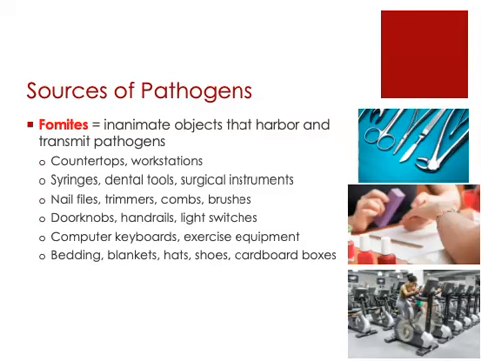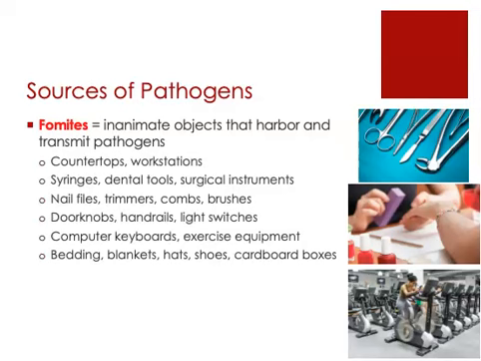Think about how a syringe is used. The needle is placed into one person's body, comes in contact with tissue and blood, and that syringe is now a fomite, because if the person it was injected into was carrying a pathogen, that pathogen is now on and in the needle, on that syringe, or in the syringe itself. That's a fomite now. Dental tools are fomites. Surgical instruments are fomites. Even everyday items like nail files and trimmers and brushes and combs can serve as fomites.